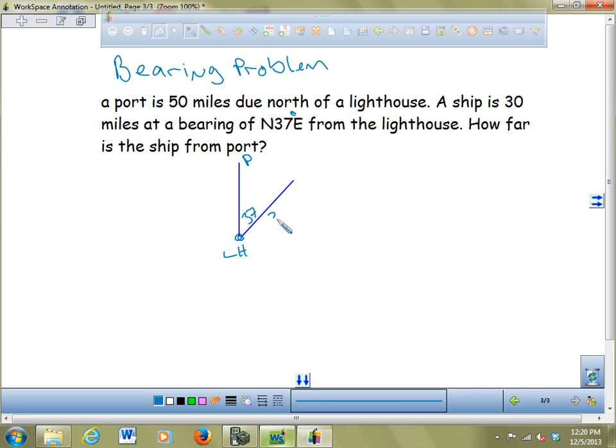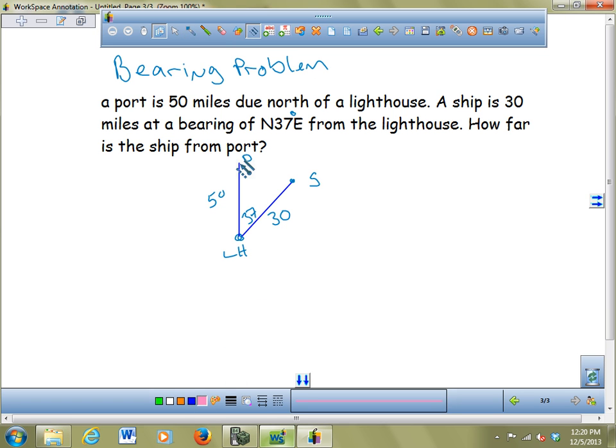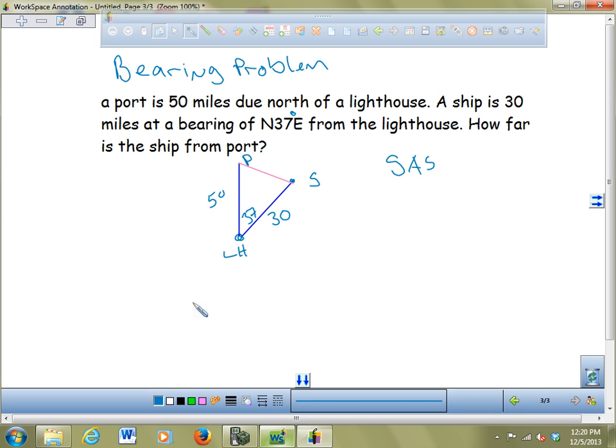This side is 30, and this is 50. Here's the ship over here. So lighthouse, ship, port. What you're trying to find is the distance from the ship to the port. Do you see that this is a side-angle-side triangle? So what am I going to use, law of sines or law of cosines? Law of cosines. In this case, you're not finding an angle, you're finding a side, so you're going to use that first formula.